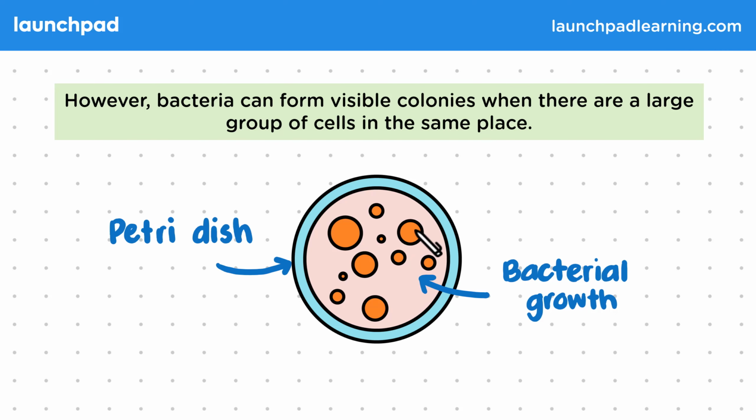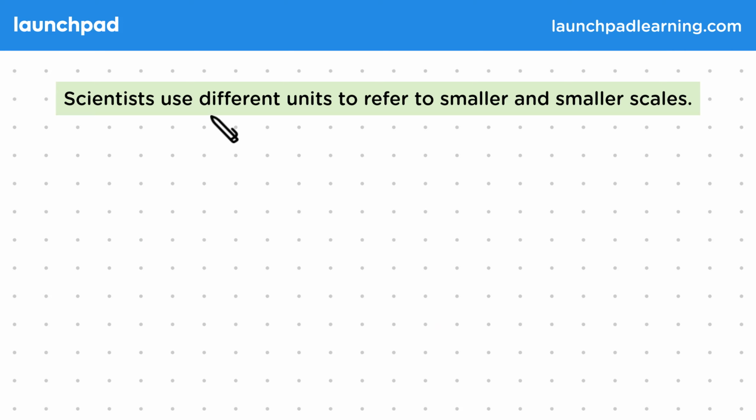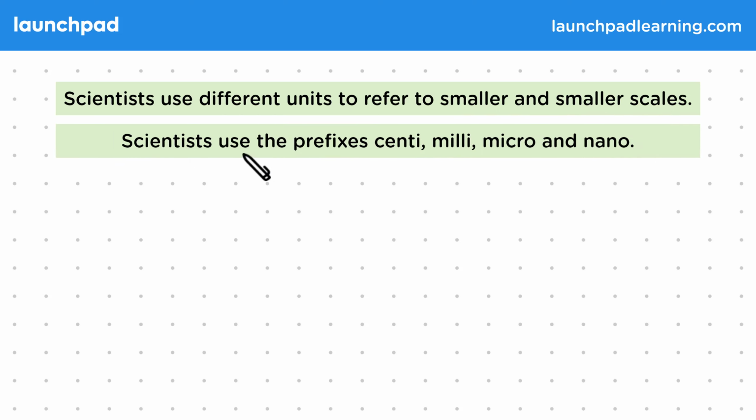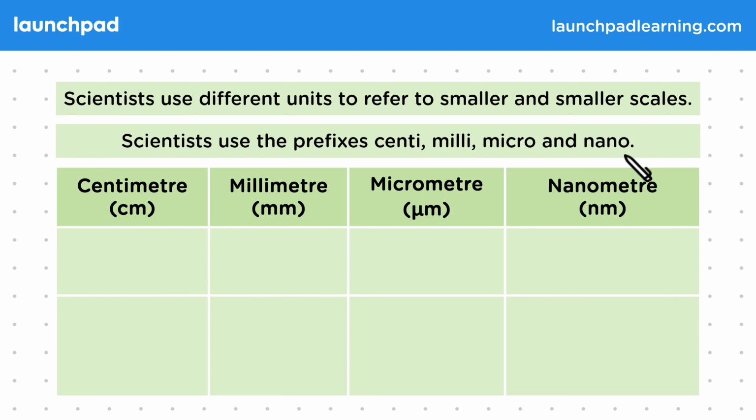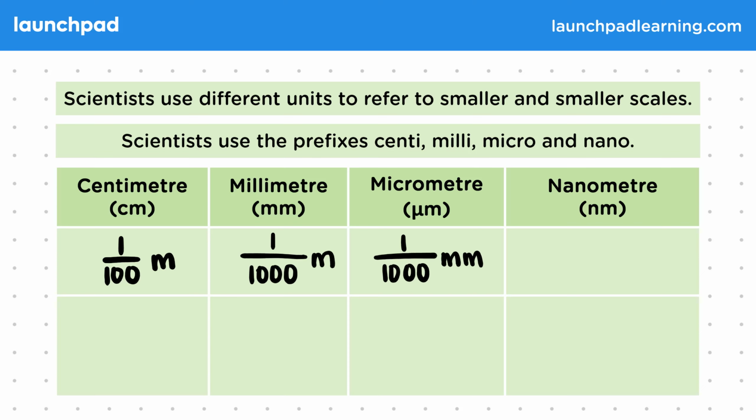What units do scientists use to describe and compare the size of cells? Scientists use different units to refer to smaller and smaller scales. Scientists use the prefixes centi, milli, micro, and nano. So let's use this table to compare these units to each other. Let's start with centimetres. So 1 centimetre is 1/100th of a metre. A millimetre is 1/1000th of a metre. A micrometre is 1/1000th of a millimetre. And a nanometre is 1/1000th of a micrometre.